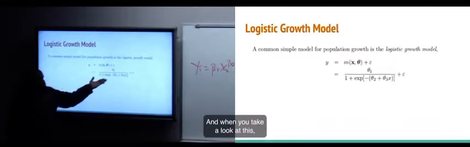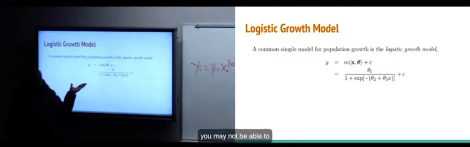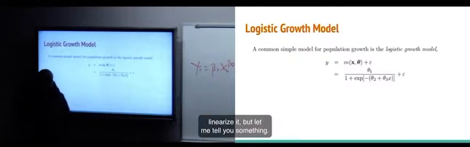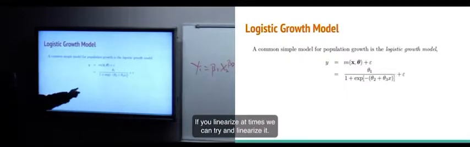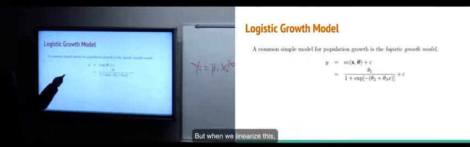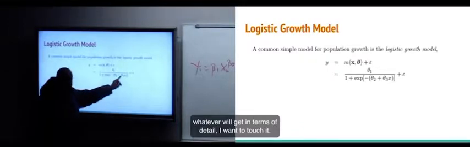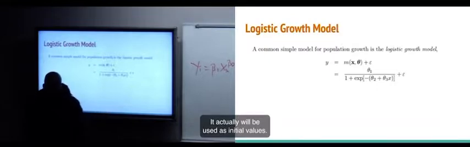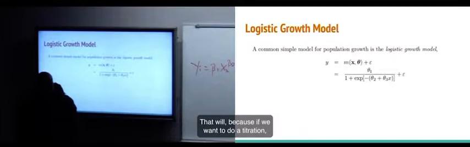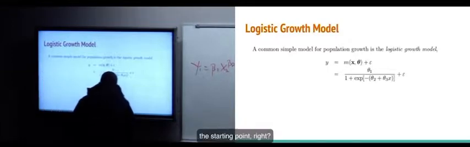And when you take a look at this, you may not be able to linearize it. But let me tell you something. At times we can try and linearize it, but when we linearize this, whatever we get in terms of theta 1, theta 2, theta 3 will be used as initial values. Because if you want to do iteration, right, you need very good initial values. You know what I mean by initial value, the starting point, right?